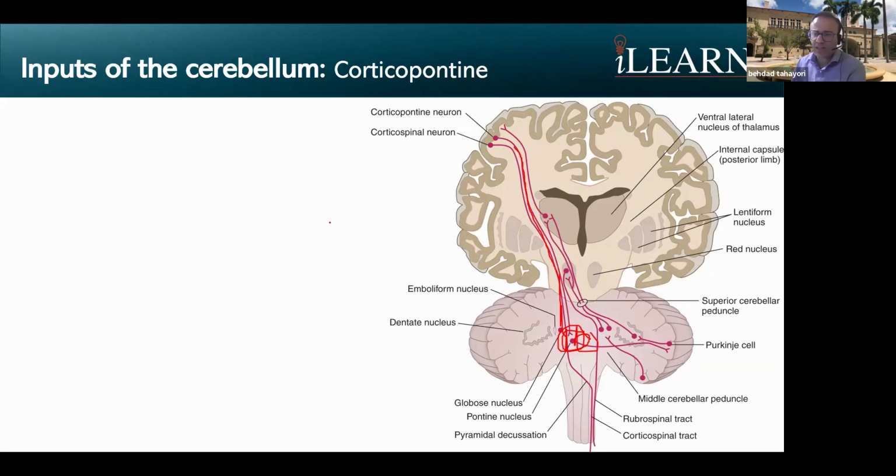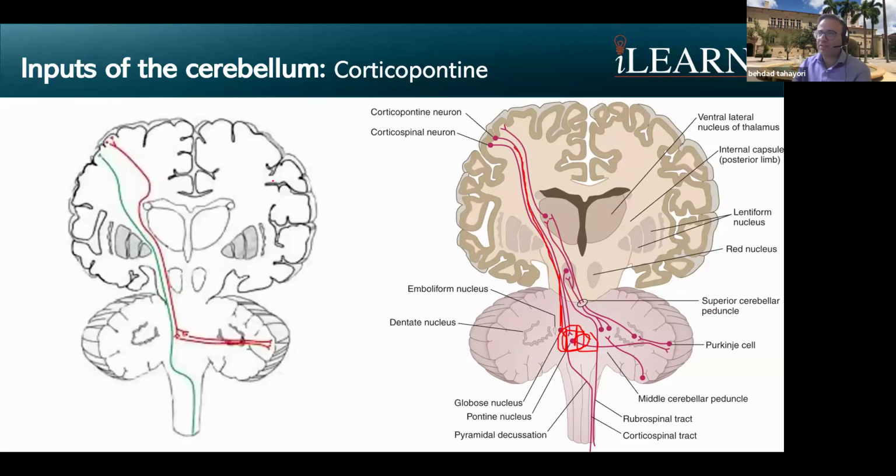You would see it makes a synapse with a neuron and then crosses over, goes to the contralateral pons. Do you see that? That crossover. This one is a little bit busy. We have another illustration right here. This is a nice illustration of the corticospinal tract and corticopontine.